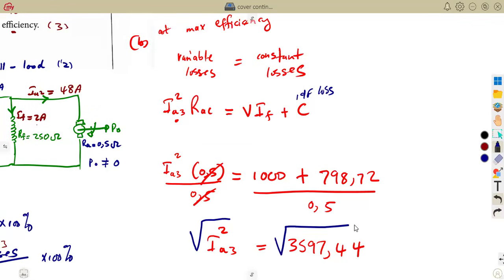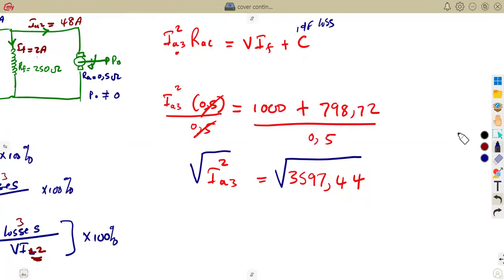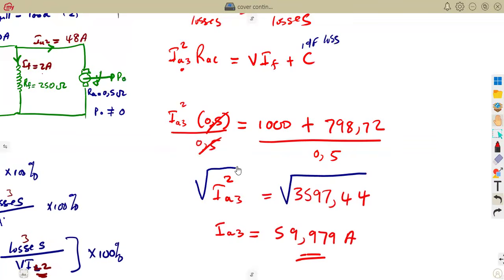So introducing the square root both sides, that was going to give us the exact value for the current that we need, which is at maximum what? At maximum efficiency, the armature current at maximum efficiency, which was going to be 59.979 amperes. Okay. That is for maximum efficiency, guys, just like that. So questions can be given in that manner or in that format, depending on what you're given.